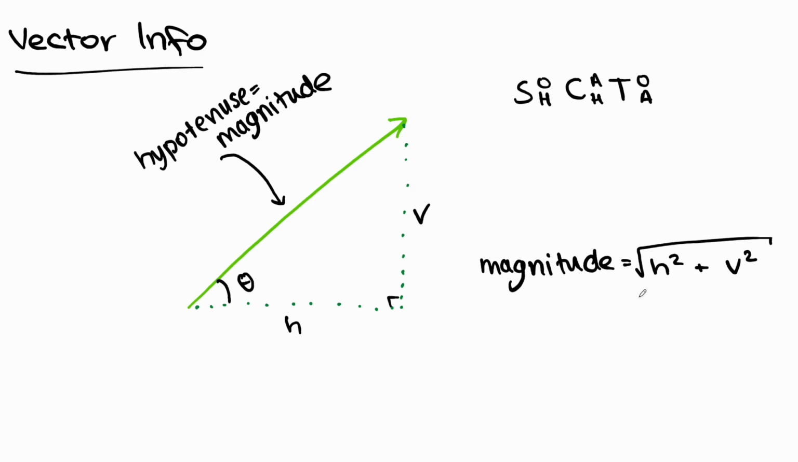And because it also has a direction, usually we have theta here to the horizontal, and you can work out either component or the magnitude or theta as well using SOHCAHTOA and basic trigonometry.